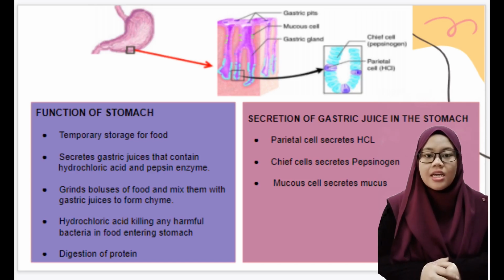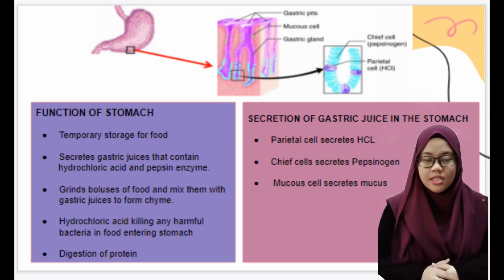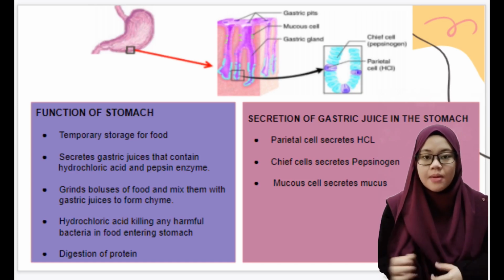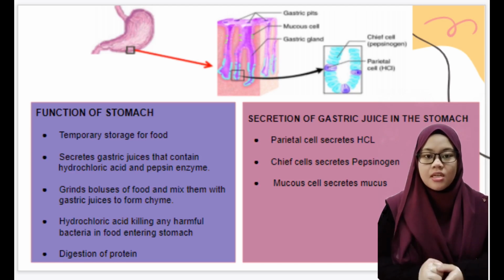Other than that, the stomach secretes the gastric juices that contain hydrochloric acid and pepsin enzyme. These gastric juices are very important for breaking down protein into smaller polypeptides and killing bacteria in food. Next, the muscle of the stomach grinds masses of food and mixes them with gastric juices to form chyme. Chyme is a semi-fluid pulp formed in the stomach.